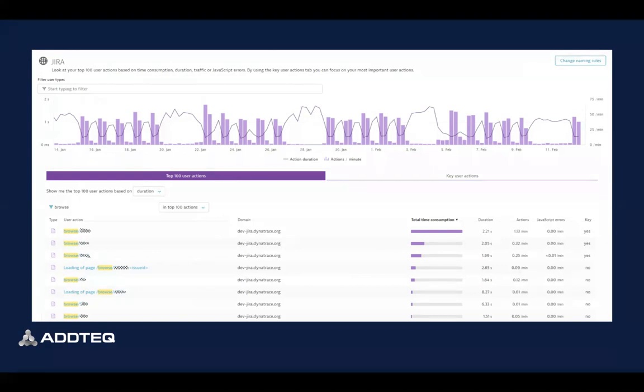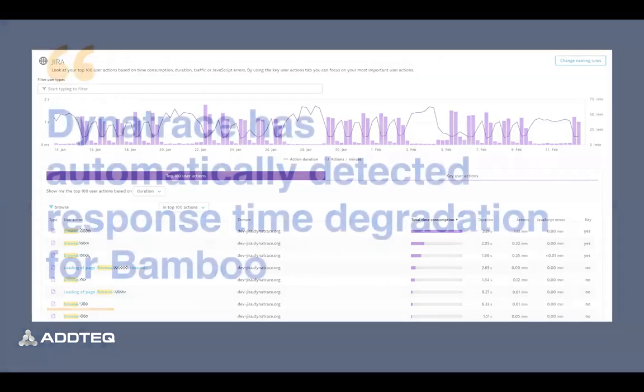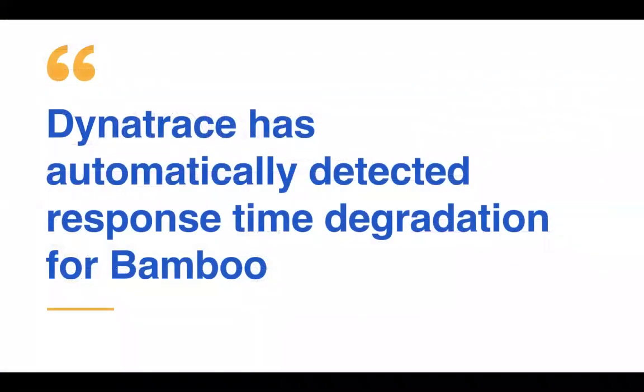So on this page, we are able to sort the slowest loading pages, and we use the /browse URI to figure out the different types of page load and Confluence space load actions. So let's look at another example. In this case, Dynatrace.